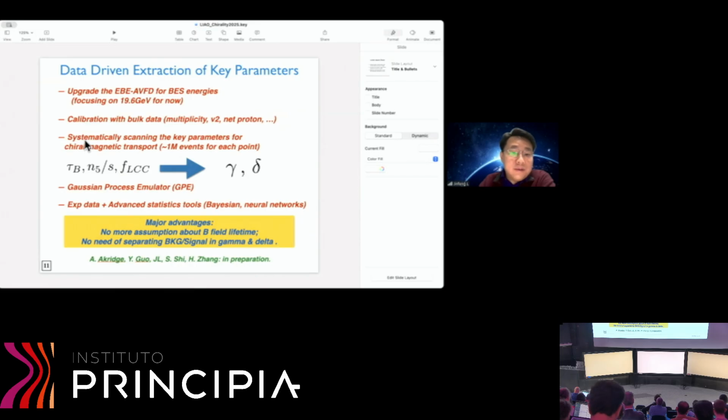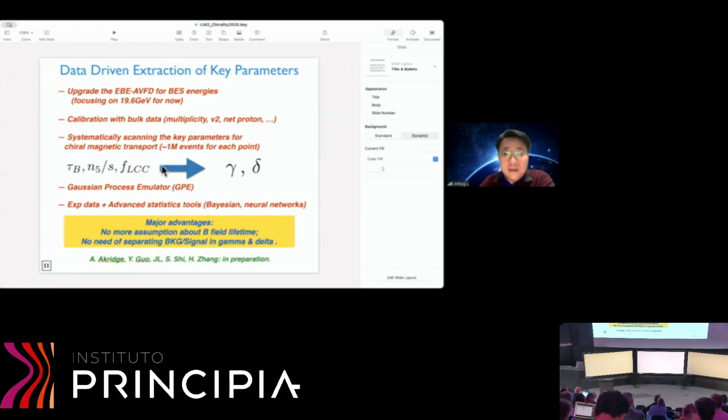And then we want to systematically scan the key parameters for chiral magnetic transport. There are 3 key parameters here. First of all, there's the magnetic field lifetime. This is one of the most uncertain quantities. I'm sure there are discussions on the dynamical magnetic field evolution at this conference, but the bottom line is that we are not very sure about the magnetic field lifetime. And then of course there's the initial condition for the axial charge, that due to topological fluctuation, you get some non-zero n5 to start with. And then there is a background parameter, which is called the local charge conservation parameter. That basically controls the strength of this dominant background, local charge conservation.